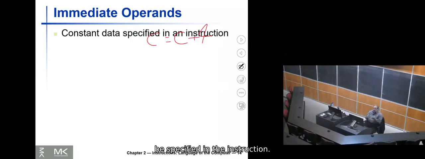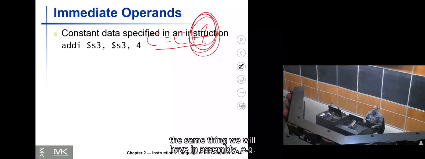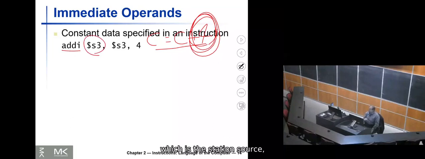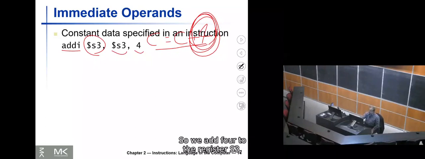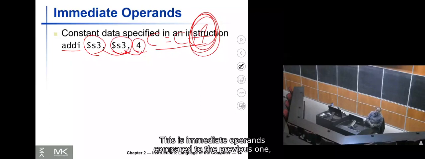It is constant data which is specified in the instruction. When we write the instruction, it is there. C gets C plus 4. The same thing we will have in assembly. For example, the opcode would be addi, which means add immediate. Destination again is a register, then the source, and the immediate value which should be added to that. Here we are doing exactly C gets C plus 4. So we add 4 to the register S3, and the result will be stored in S3. This is an immediate operand, compared to the previous one, which was a memory operand.